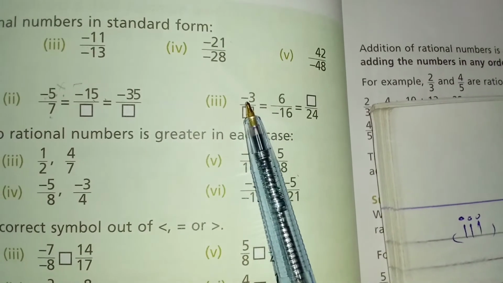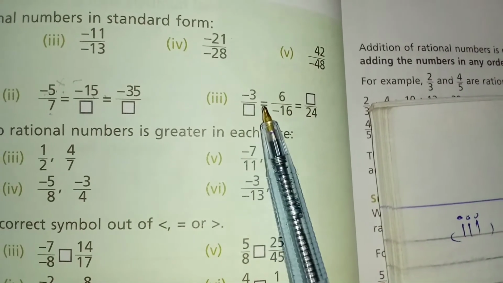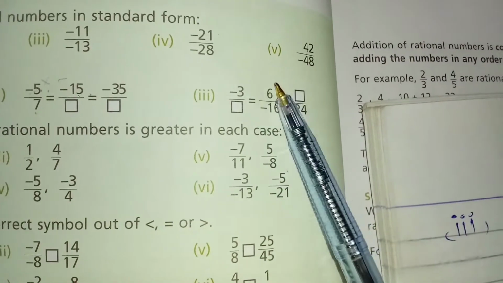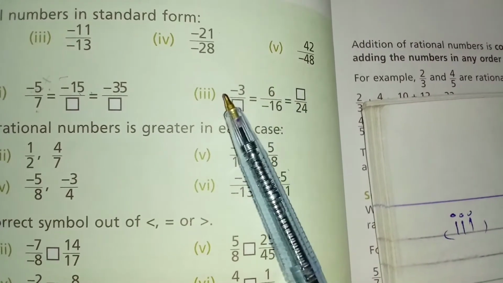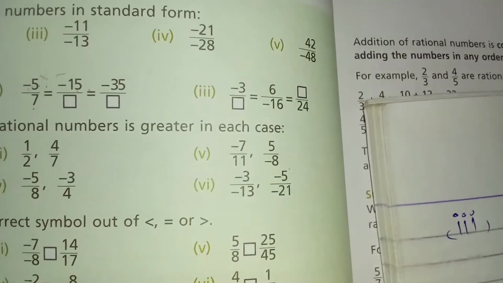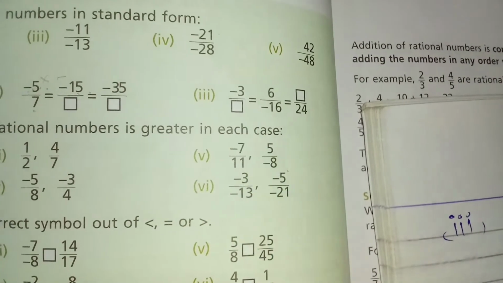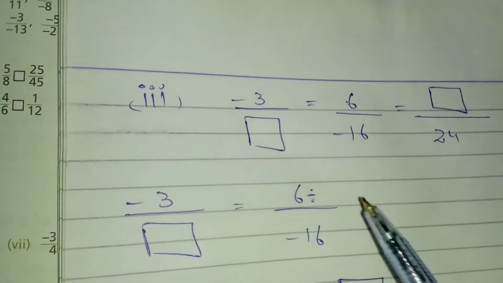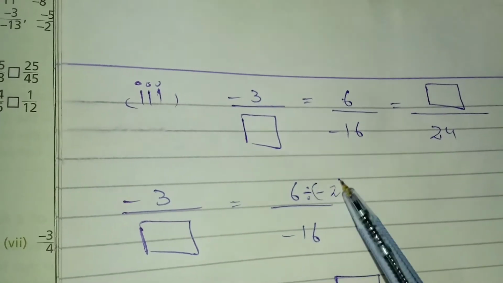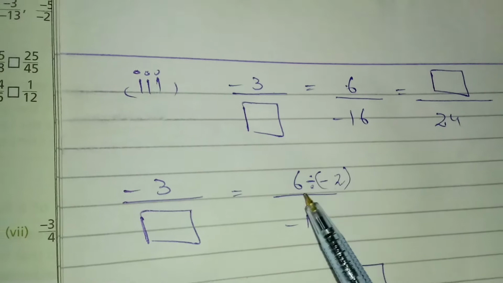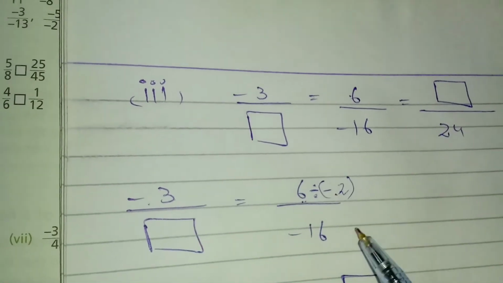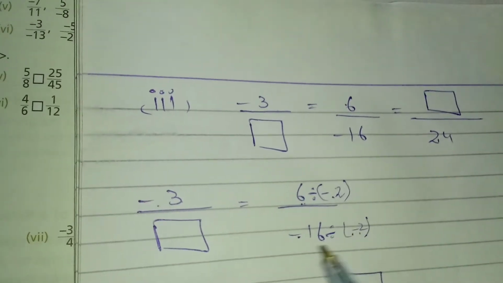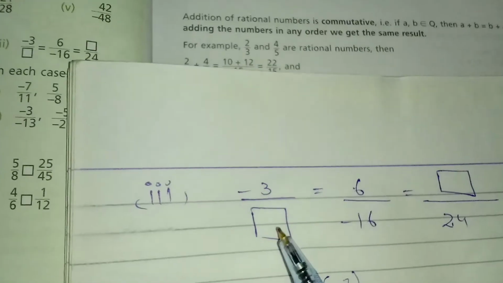Number 3, we have to convert minus 3 into 6, but first of all we have to find this box with the help of this rational number. So 6 over minus 16, we have to convert 6 into minus 3 and minus 16 into the value of this box. So as we know that 6 divided by minus 2 will become minus 3. 2 3s are 6 and minus sign, minus 3. So we have to divide with minus 2 in the denominator also, and minus minus plus, 2 8s are 16. So first box is replaced by 8.